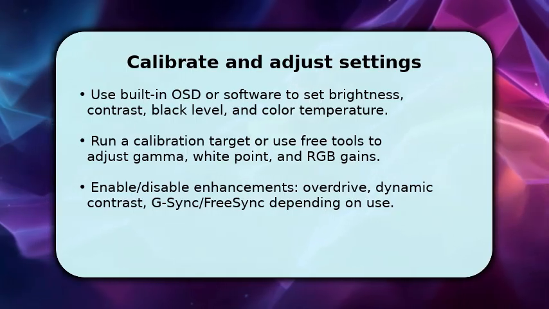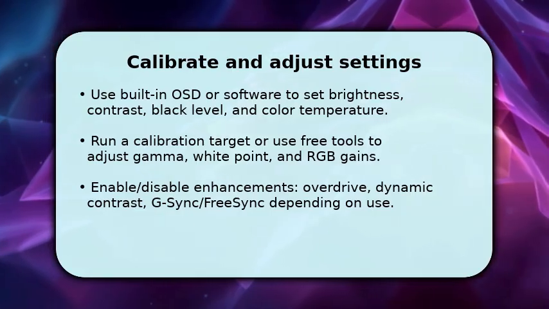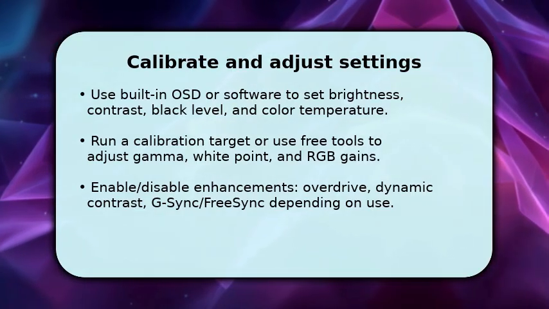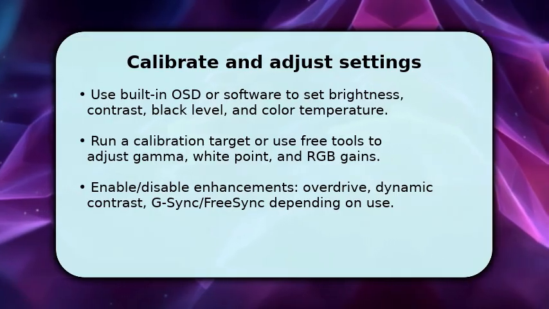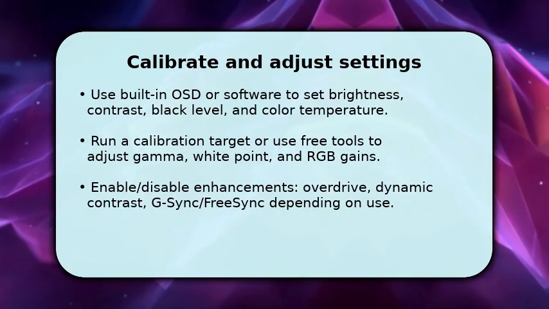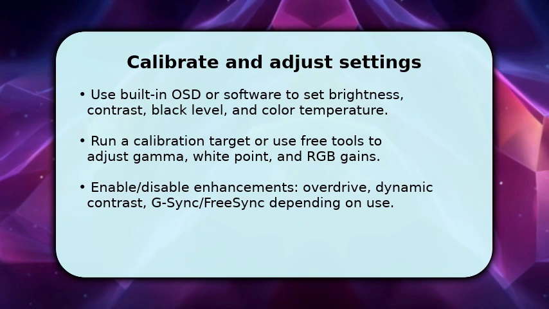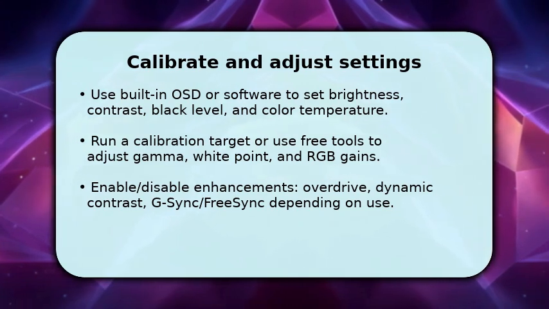Then run a calibration target or free software to tweak gamma and RGB gains, because tiny adjustments yield cleaner highlights and truer skin tones. Make sure to enable or disable features like overdrive, dynamic contrast, and adaptive sync based on whether you prioritize motion clarity or color fidelity.